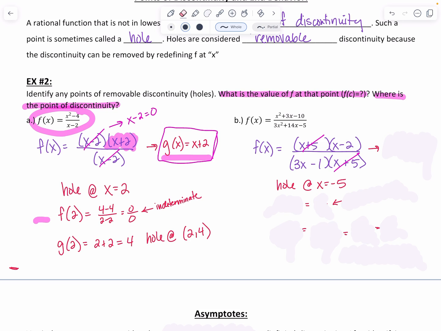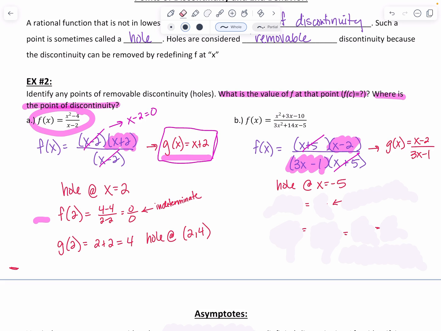Now, we can reduce this and come up with a new function that looks exactly the same as our original function, f, just without a hole. Remember, it's the remaining factors that are left over after I get rid of the hole. So can I call them g of x? G of x, which is the function x minus 2 over 3x minus 1, is the same exact picture as f, just without that hole.